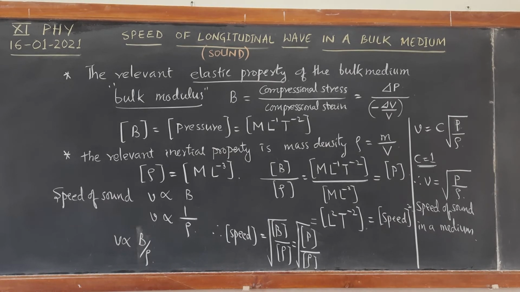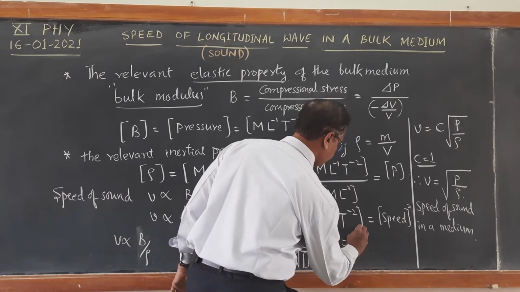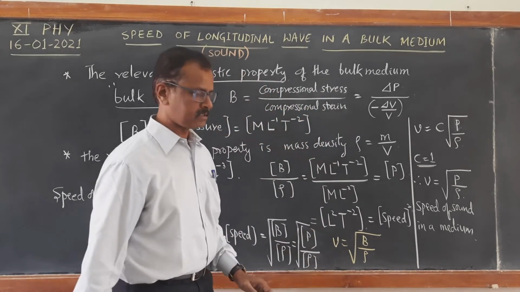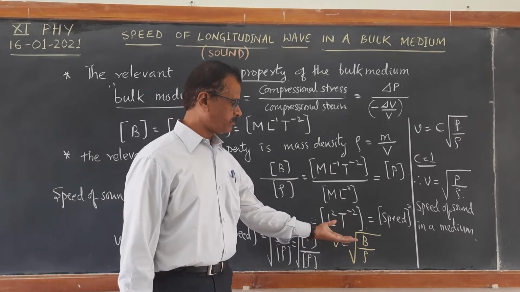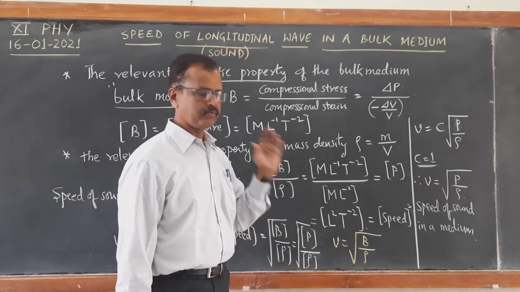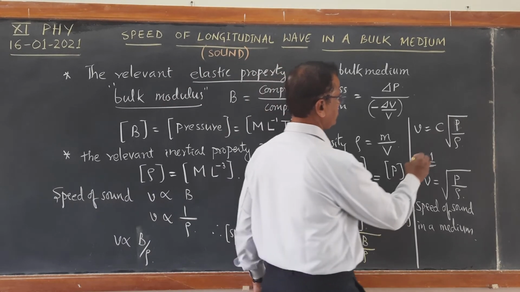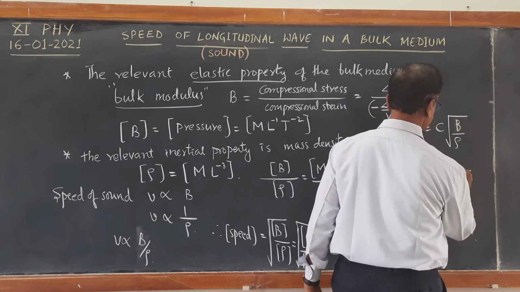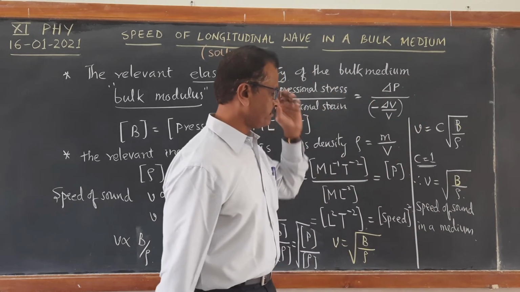So if pressure is not given, we use the equation v equal to square root of B by rho, where B is the bulk modulus, bulk modulus if it is a solid, or bulk modulus if it is a fluid, and rho is the density of that solid or fluid, right? So by the knowledge of B, instead of P you can write B by rho. This is the most relevant equation for finding the speed of sound in a medium.